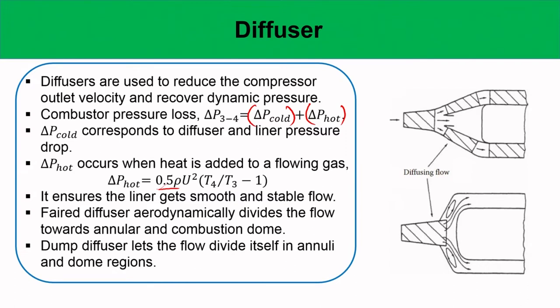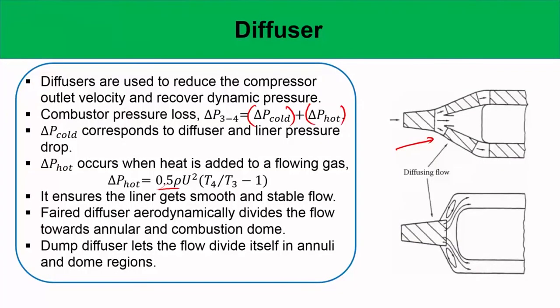With this we can calculate the pressure loss, and to reduce this pressure loss we want a low u. So the diffuser is used for that purpose. Also, it ensures that the liner gets a smooth and stable flow. So the diffuser has multiple purposes: it not only minimizes the pressure loss, but also ensures that the flow, which can be strongly turbulent coming out of the compressor, passes in a very aerodynamic manner into the combustor.